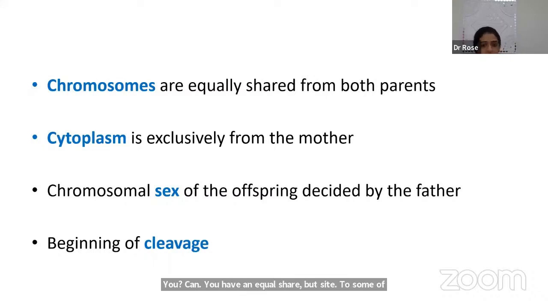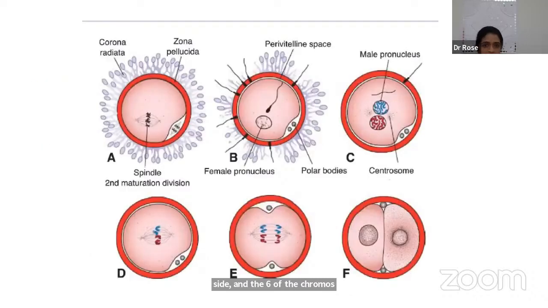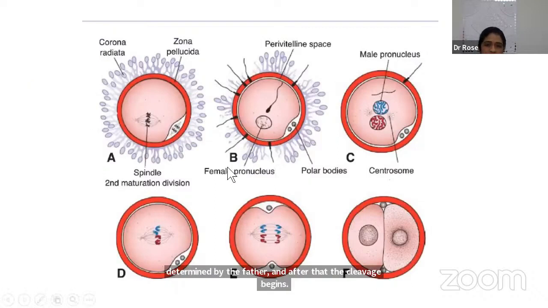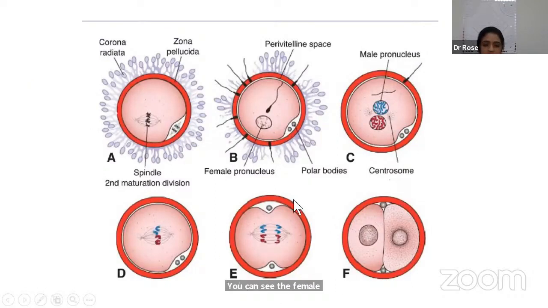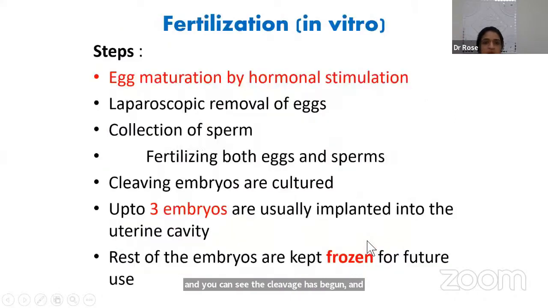And the sex of the offspring is actually determined by the father. And after that, the cleavage begins. You can see the female pronucleus, the two polar bodies, and you can see the cleavage has begun, and you can see the two cell stage.